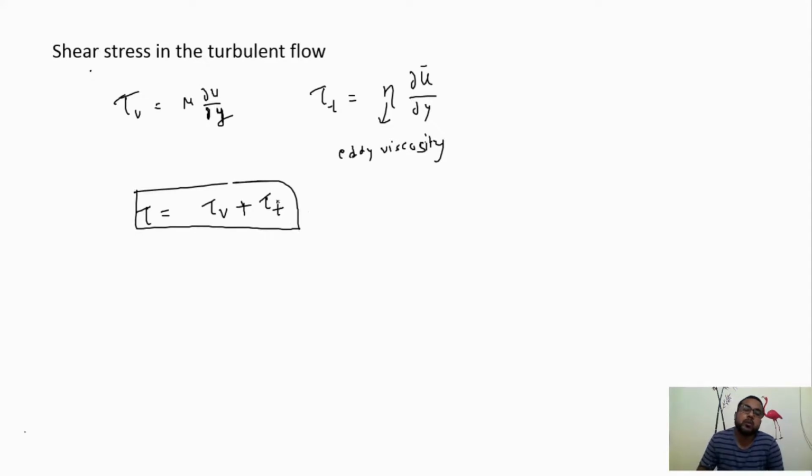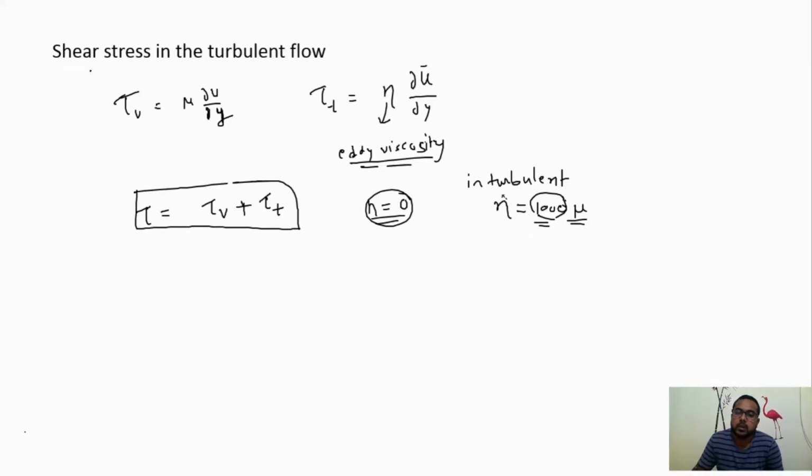But the difficulty of this equation is how to calculate the eddy viscosity. Whenever we have laminar flow, the value of eta is 0. But in case of turbulent flow, its value is thousands of times the value of mu, or more than that. So it is very difficult to calculate this.